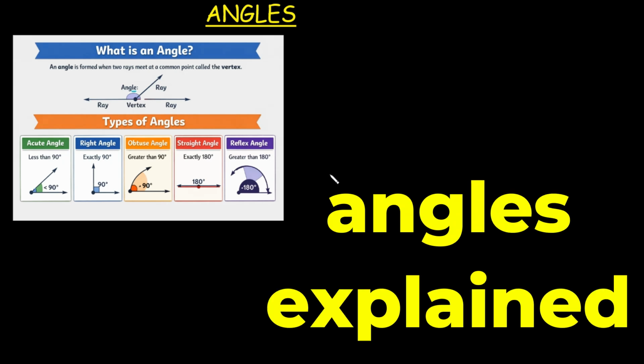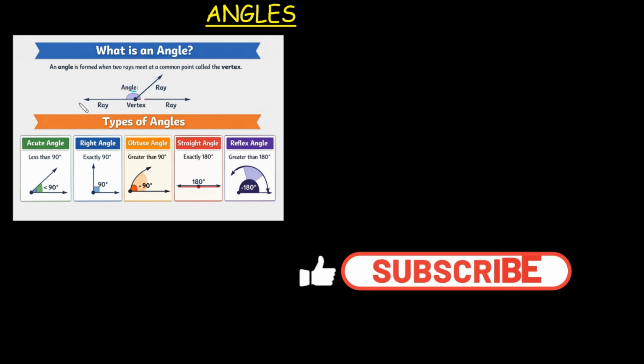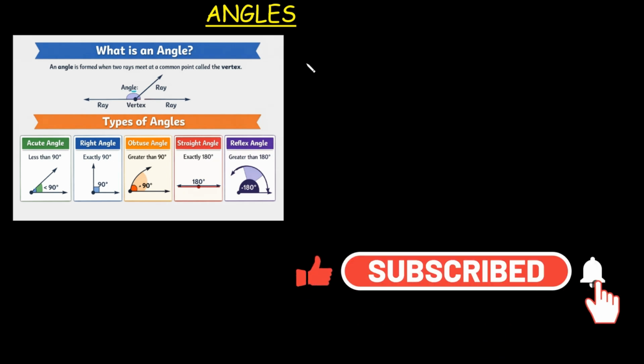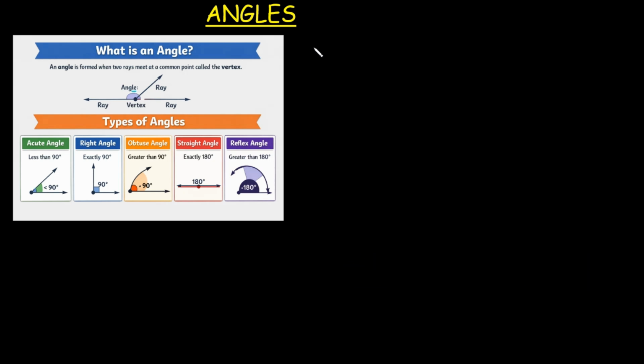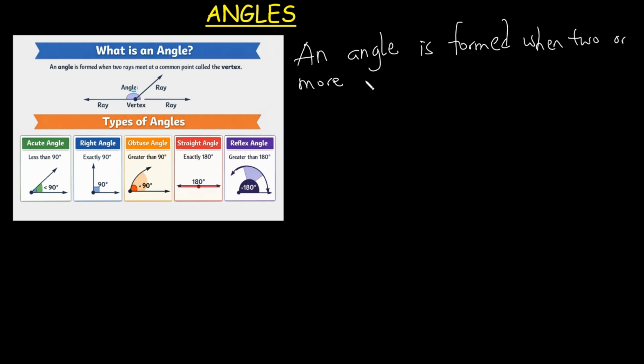In this video, we are going to consider angles. So as you can see on the screen here, now before we start, what is an angle? Now the simple definition I can give you is that an angle is formed when two or more lines meet. So let me jot it down. An angle is formed when two or more lines meet. An angle is formed when two or more lines meet.